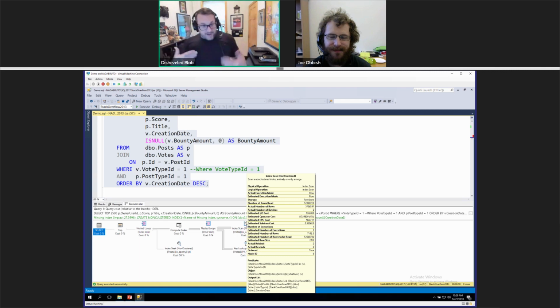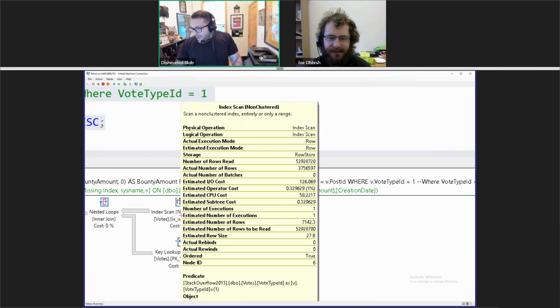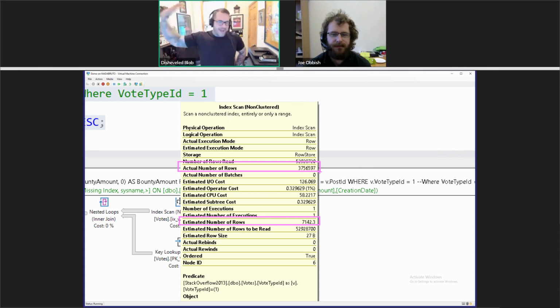So right now it's estimating. It's looking at this and saying, look, I only think about 7,000 rows are going to end up coming out of here, and YOLO all day long. Even though about 3.7 million rows come out, it doesn't change its mind at any point. It doesn't say, oh wait, okay, back up, bad strategy. 7,000 rows, this is okay. 3.7 million, not so much, right?